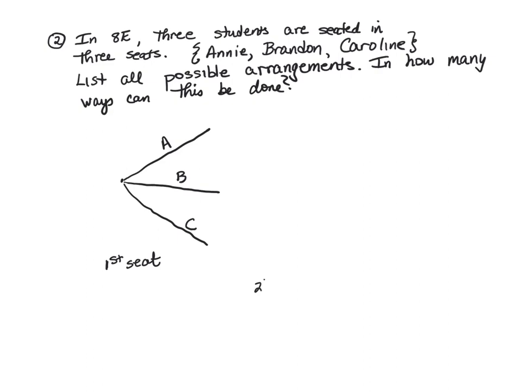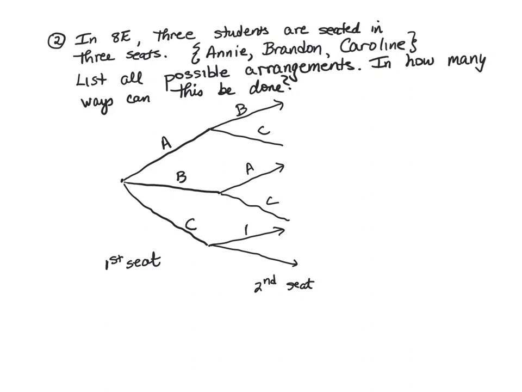Now for the second seat, we have to see who's in the first. So if Annie has to sit in the first seat, then the 2 students that are left are Brandon or Carolyn for the second. If Brandon has to sit in the front, then the 2 students that are left are Annie and Carolyn. And if Carolyn has to sit in the front, then the 2 students left are Annie and Brandon. So now the first and second seats are taken by 2 students. The third seat is already determined because we already seated 2 students. So if Annie sits in the first seat, the last branch is the third seat.